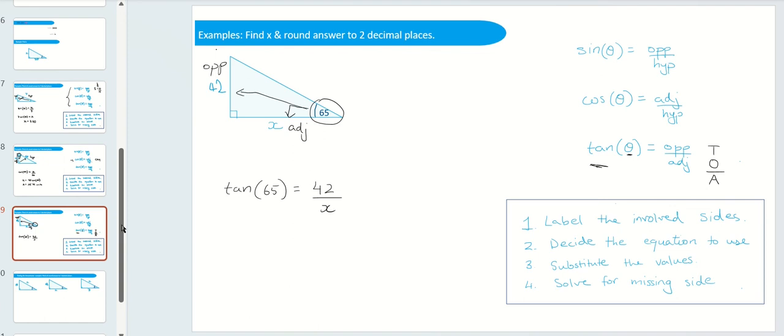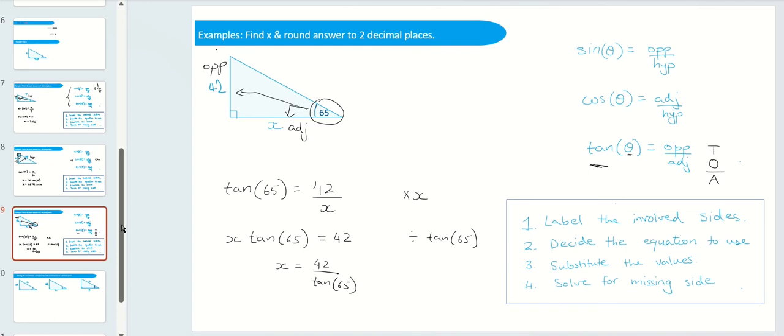Which is x. So you might have noticed that in this question, the unknown side is in the denominator. So we're going to do 2 steps to get x by itself. So first, let's multiply both sides by x, and that gives us x times tan 65 equals 42. And now let's divide by tan 65 on both sides to get x by itself. So we're going to have x equals 42 divided by tan 65.